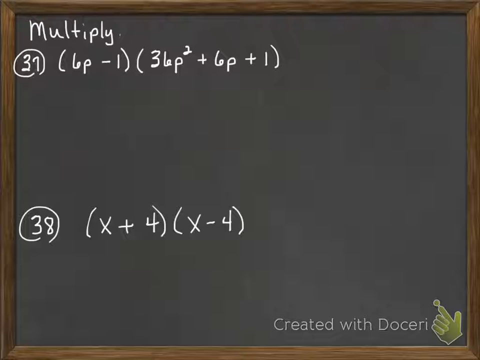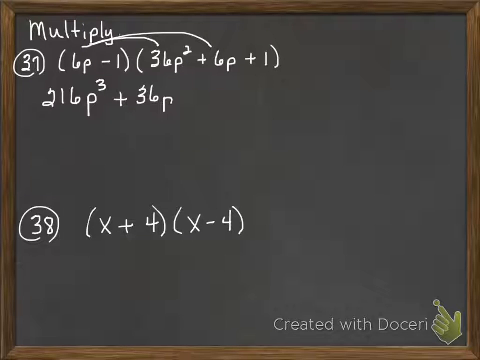Next set of directions are telling us to multiply. So remember, when you're multiplying like bases, you're going to add the exponents. So we're going to start with 6p. We're going to distribute 6p into the second parentheses. 6p times 36p squared is 216. p times p squared, add the exponents, p to the 3rd. 6p times +6p is a +36p squared. 6p times +1 is a +6p.